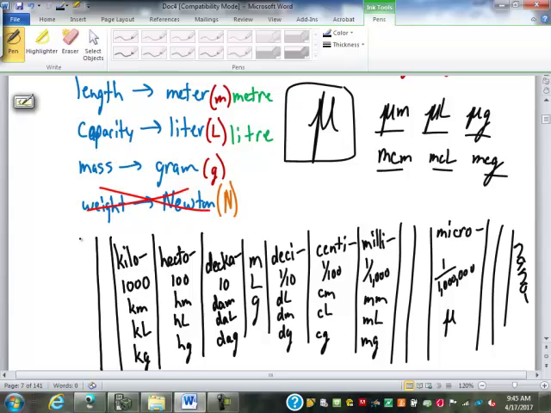There is no 10,000 or 100,000 again. We skip up to mega, which is 1 million. So mega is a capital M for the abbreviation. So capital M, little m is a megameter. Capital ML is a megaliter, and capital MG is a megagram.